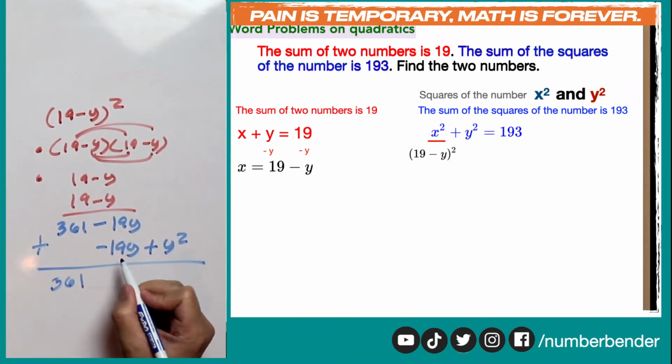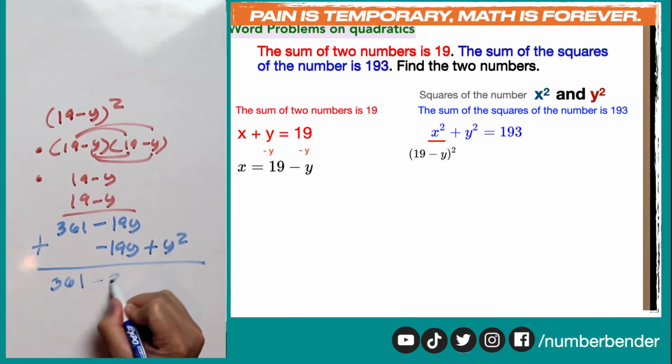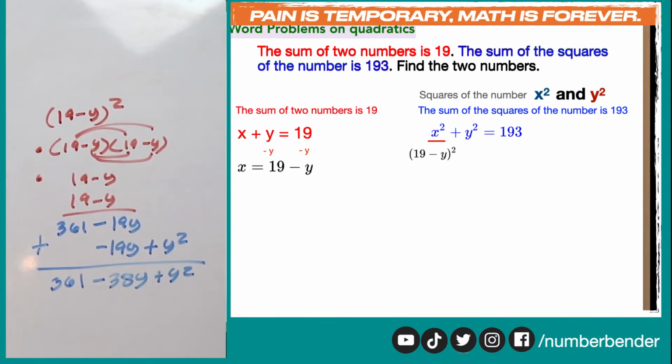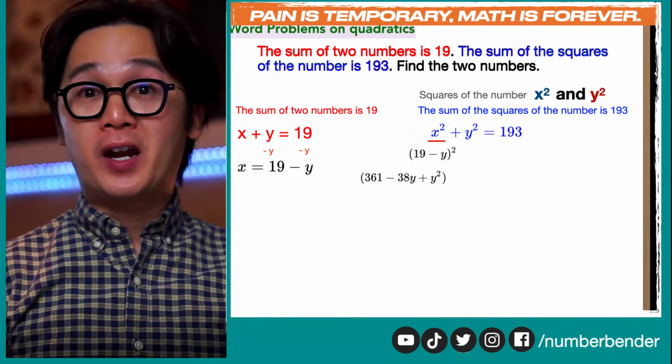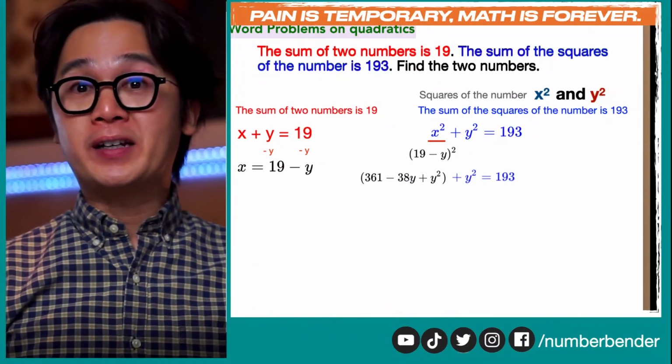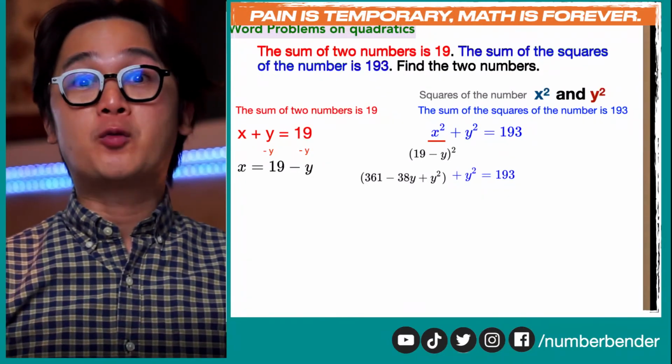Negative 19 minus negative 19 is going to be negative 38y plus y squared. And now I have my quadratic equation, which I'm going to use so that I can simplify my equation. So now that I was able to expand my x squared into 19 minus y quantity squared, which is 361 minus 38y plus y squared, all I need to do is bring down the rest of my equation and equate it to 0.